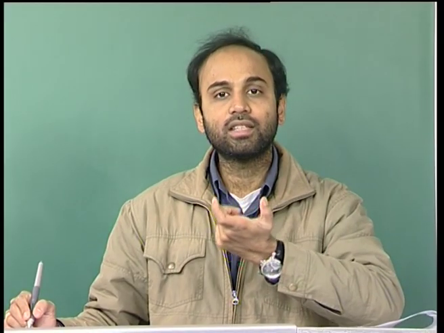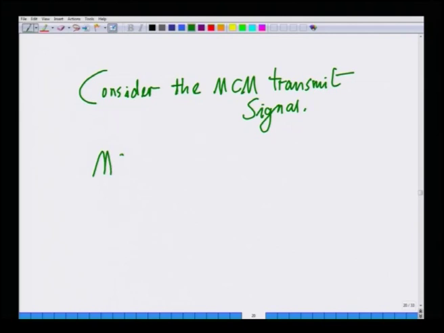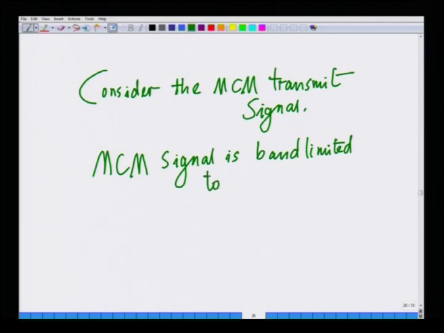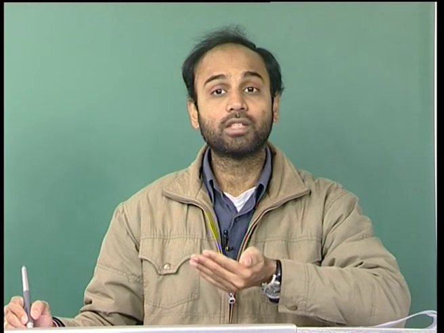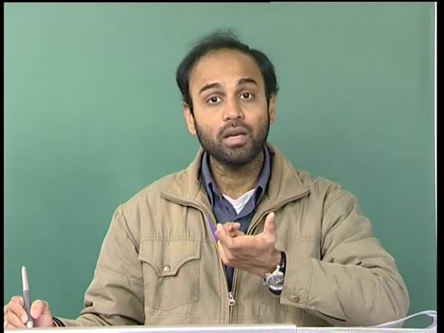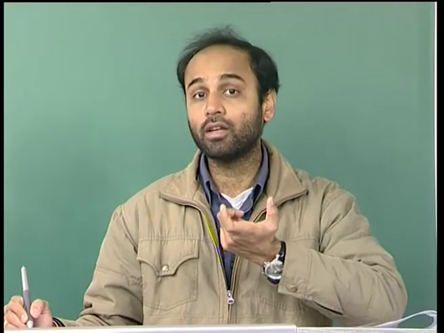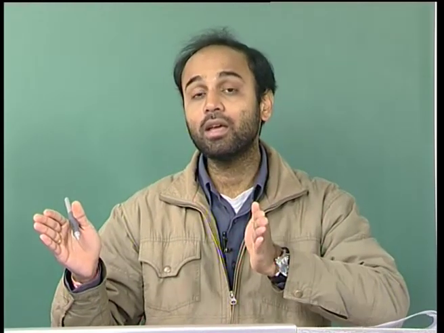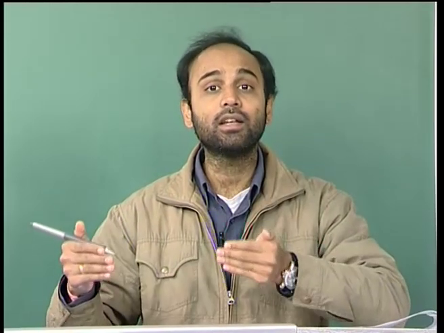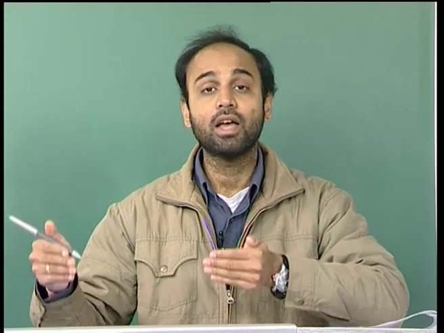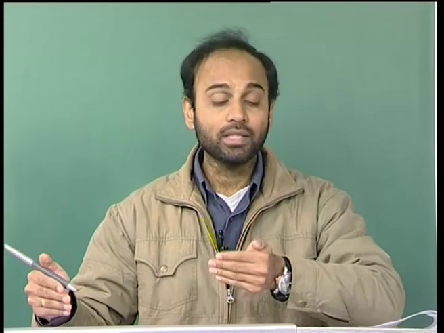Remember, we have a bandwidth of B, hence this MCM signal is band limited to B. We have a result from sampling theory in electrical engineering: if a signal is band limited to B, we can sample it. I am talking about the two-sided bandwidth here, not the one-sided bandwidth. So if twice the maximum frequency is B, I can sample at rate B and still recover the signal.